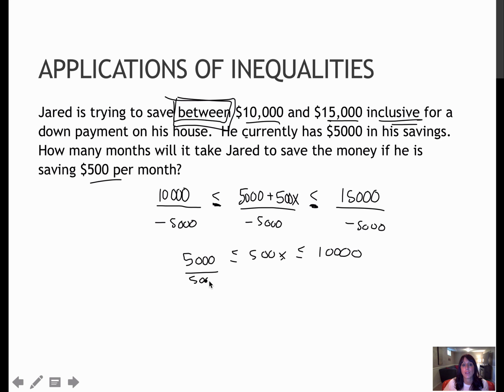Dividing by 500 in all three positions, here notice these would cancel. This is really 50 divided by 5, which is 10, is less than or equal to x. Again, I now have 100 divided by 5, which is 20. So that means it will take Jared between 10 and 20 months if he's saving 500 per month. So between a little bit less than a year to a little bit less than 2 years.